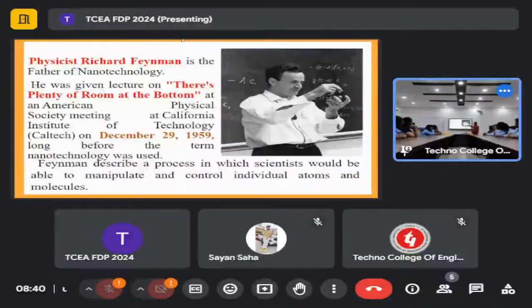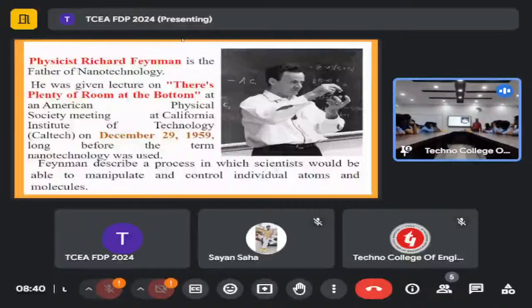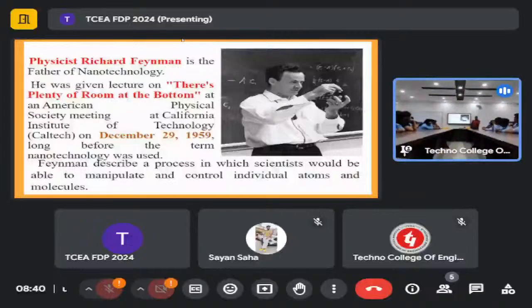Not only that, around 1959 Feynman gave a good lecture on the topic, "There is plenty of room at the bottom." This is a famous lecture. Bottom means the bottom up approach. If we join atom by atom, that process is the bottom up approach. That's why he said that in that particular process there is plenty of room. There is a huge application.